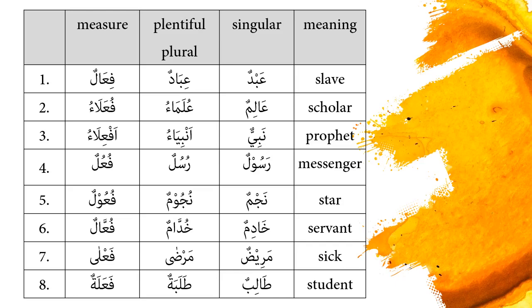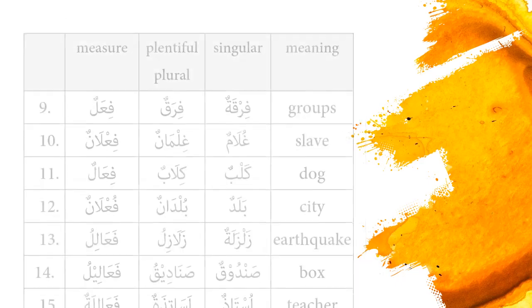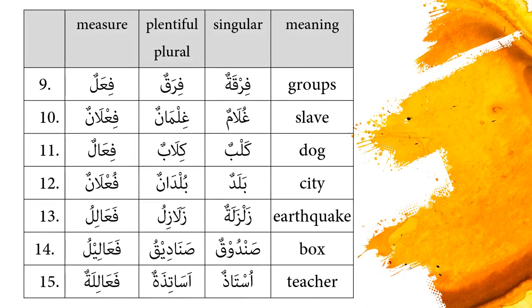The seventh measure is فعلى. The plentiful plural is مرضى. The singular is مريض and the meaning is sick. The eighth measure is فعالة. Plentiful plural is طلبة. The singular is طالب, meaning student. The ninth measure is فعل. The plentiful plural is فرق. The singular is فرقة and the meaning is groups.